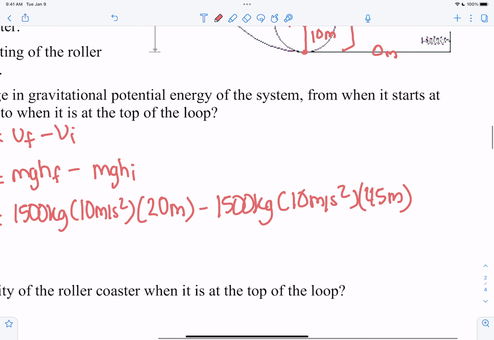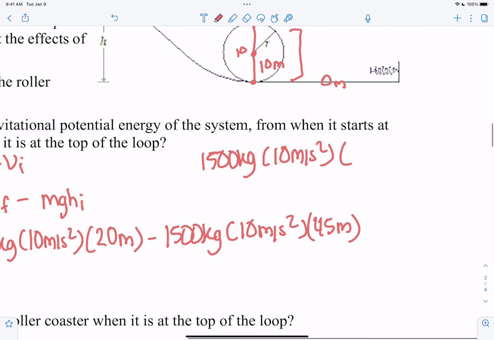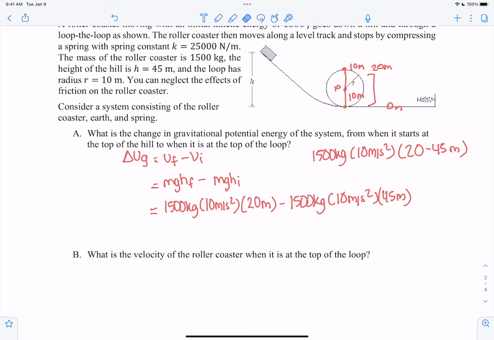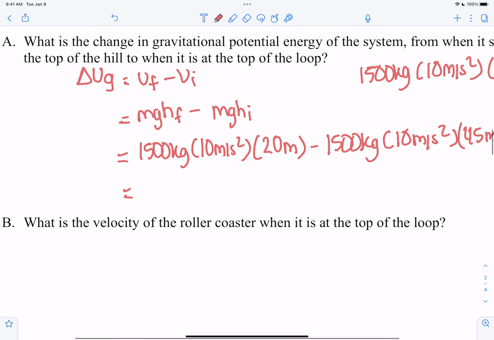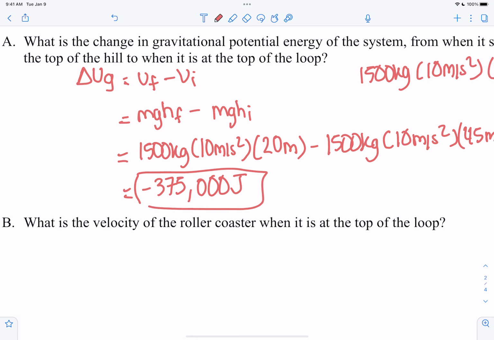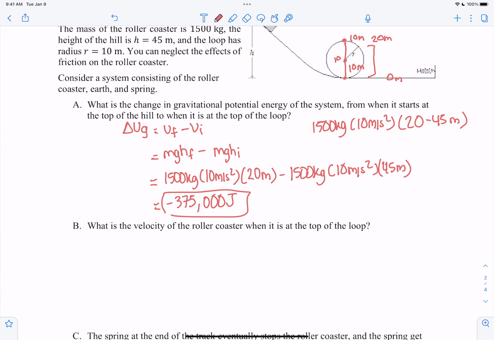You can also say 1,500 kilograms times 10 meters per second squared, and then you can do basically 20 minus 45, your final minus initial, and that's your height. So you should be able to get negative 375,000 joules, I believe, for that piece right there. That would be your change in gravitational potential energy. Yep, negative 375,000.